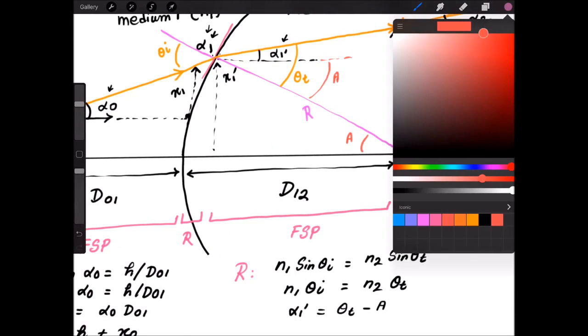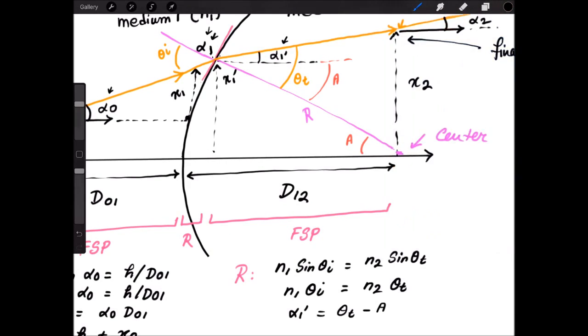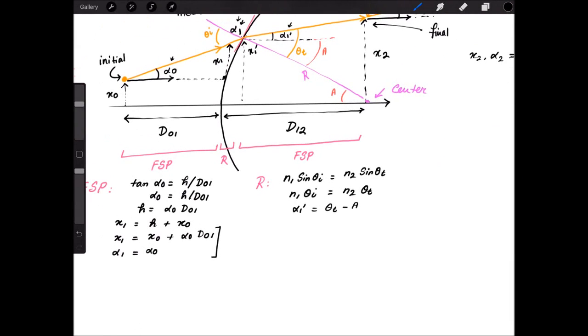So we can write A as, so you had S equals R theta, or in this case x1 prime equals A R, so your A becomes minus x1 prime over R. So remember, this is because x1 prime equals A R. Alright.